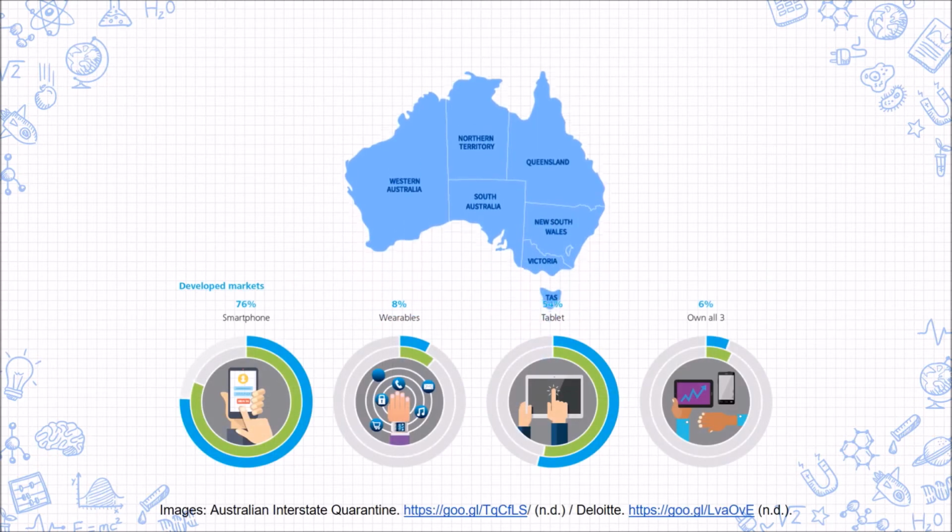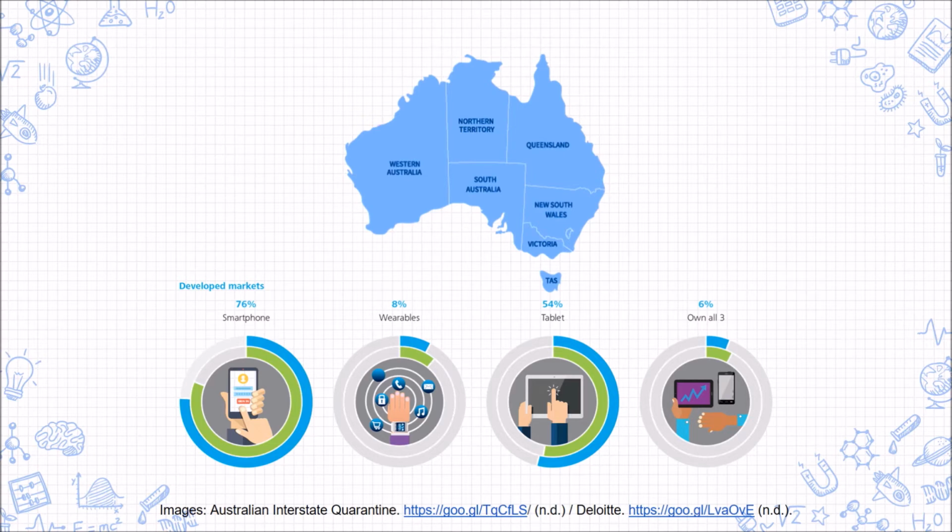People in the developed markets, such as Australia, are heavily invested in their smart devices, indicating high affordability and affordance as compared to developing markets.